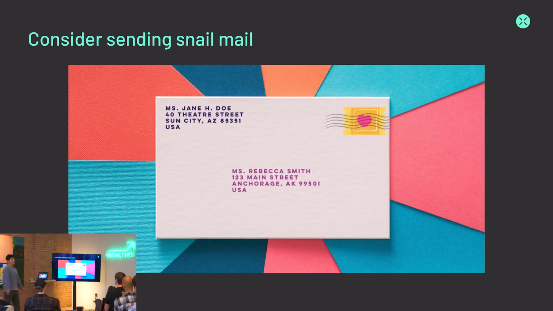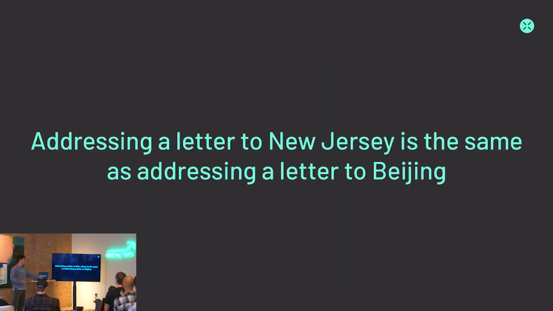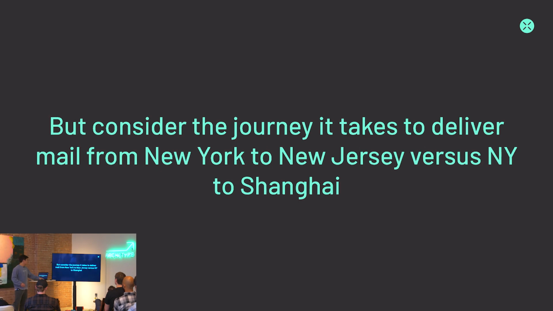So consider sending snail mail. If you think about it, we all know how to write a letter. You know how to address a letter. And it's pretty mind-blowing that you can write a letter the same way to get to New Jersey as you can to get to Shanghai, right? You can send a letter anywhere in the world with the exact same format. And that's something that we can do in the blockchain space. That's exactly what we're trying to do when we're trying to standardize cross-chain orders. So consider the journey it takes to get from New York to New Jersey versus New York to Shanghai, right?